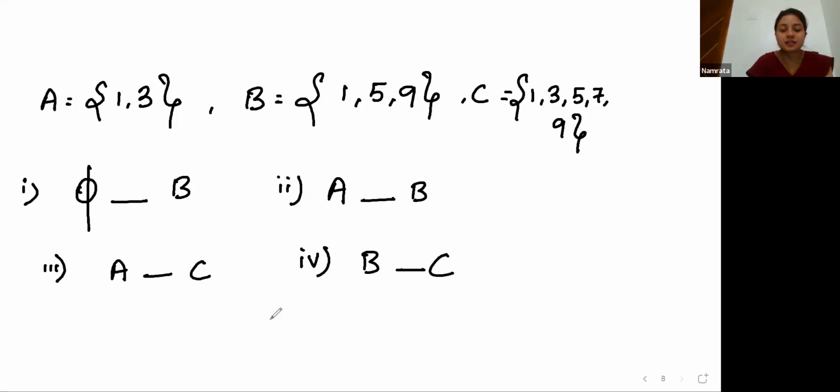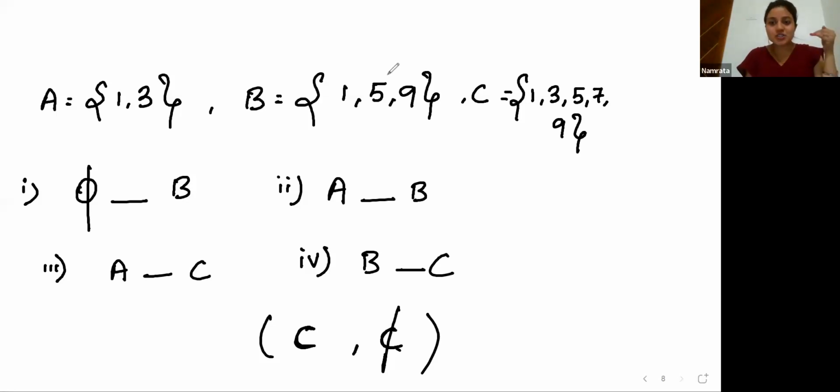Here we have to fill the blank with either this sign, that is the subset sign, or this sign, not the subset. Okay, let's fill it. So the first one, we just discussed ∅ and B. So will it be a subset of B or not a subset of B? It will be a subset of B. Exactly, because ∅ is a subset of every set. So ∅ is a subset of B.